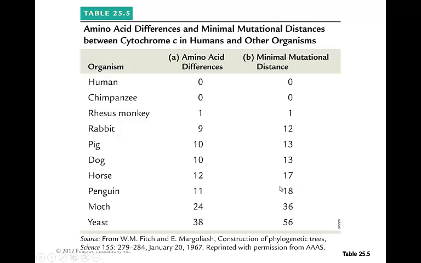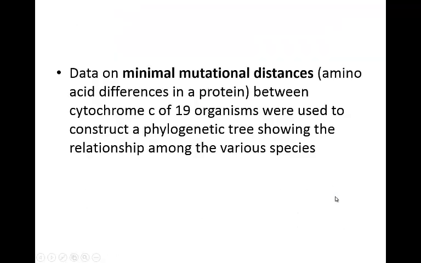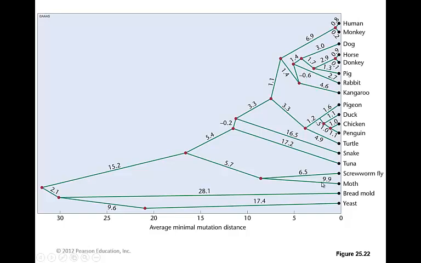So when we calculate this using minimal mutational distance, which is just the amino acid differences in a protein, we can use this information to construct this phylogenetic tree showing the relationship of these various species. It gives us a sense of how long ago we think these species branched off from one another. Human and monkey are very close, horse and donkey very close, chicken and penguin very close, duck pretty close to that, pigeon pretty close to that, turtle pretty closely related as well. Snake, tuna, geese and bread mold are pretty distantly related from a lot of these others.